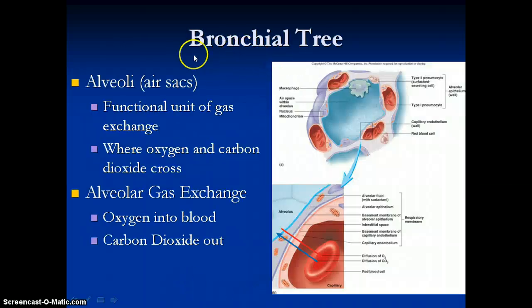You also have bronchial trees, which have the alveoli, or the air sacs, which are the functional unit of gas exchange. This is where the oxygen and CO2 cross and mix to have this gas exchange occur through diffusion. In alveolar gas exchange, oxygen enters the blood and carbon dioxide leaves the blood. So the respiratory system and the circulatory system work very hand in hand, because the respiratory system is how the oxygen and carbon dioxide work together to eliminate waste and to provide oxygen to the rest of the body.